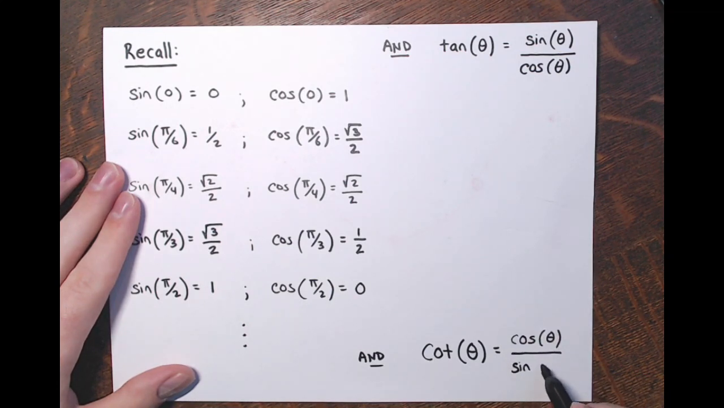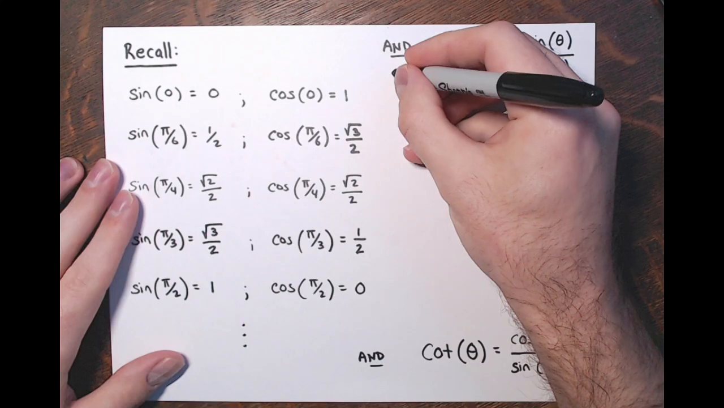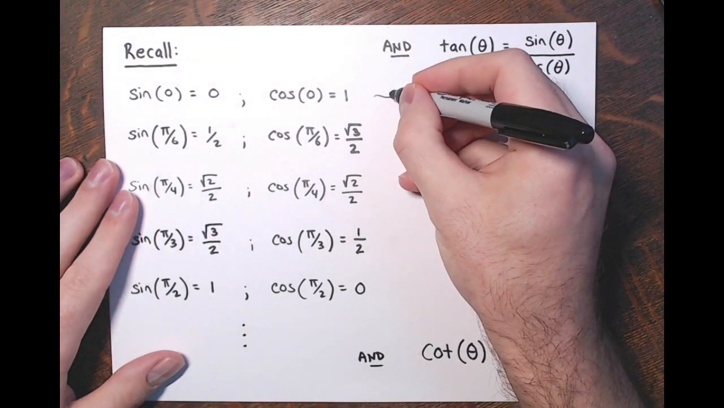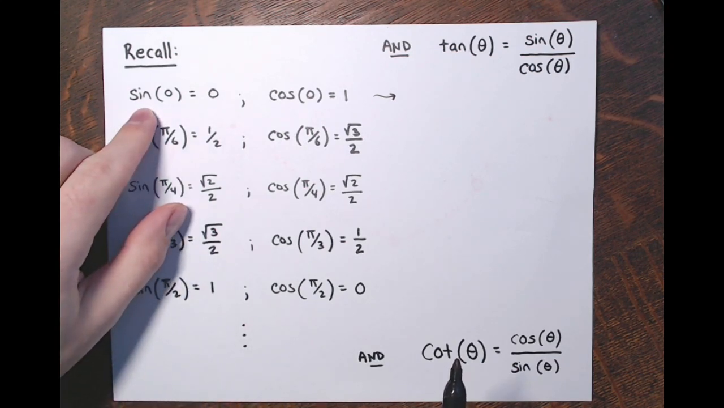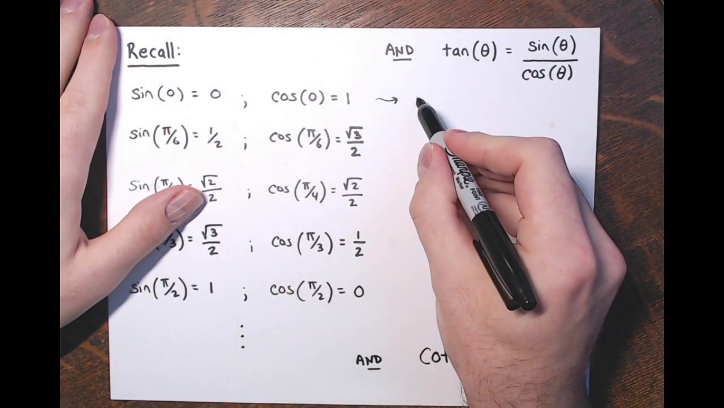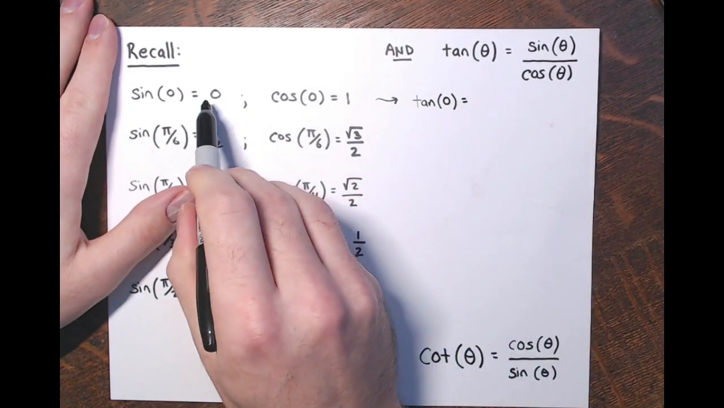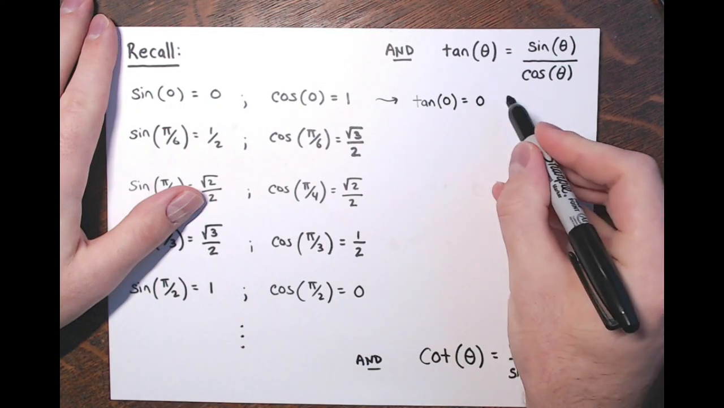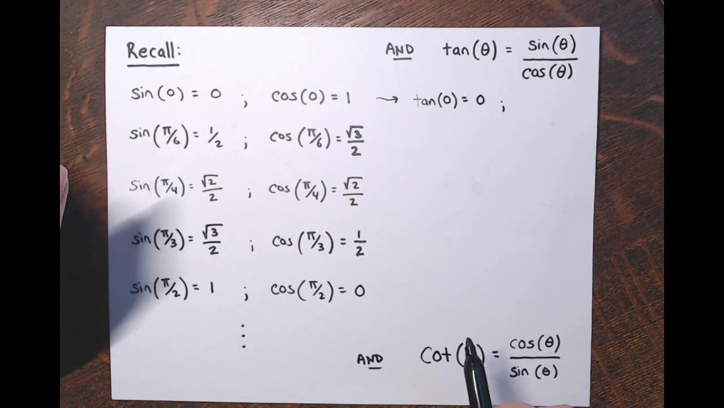Noting all these values, we can tell you the tangent and cotangent of all these special angles from the first quadrant. If the sine of 0 is 0 and the cosine of 0 is 1, then the tangent of 0 is 0 divided by 1, or just 0. So the tangent of 0 is 0.